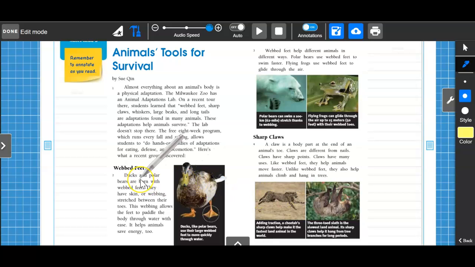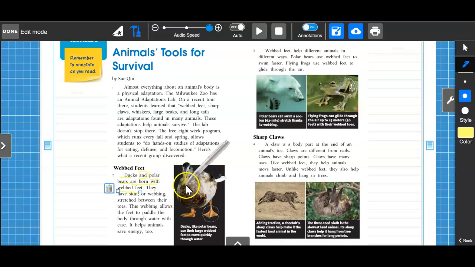If you look at paragraph number 2, the author uses the word "and" to show how things are similar. So if I read around the word, it says ducks and polar bears are born with webbed feet. Now that's a similarity. So she's showing how ducks and polar bears are the same. They both have webbed feet.